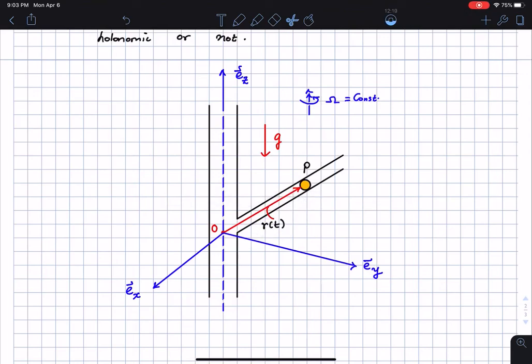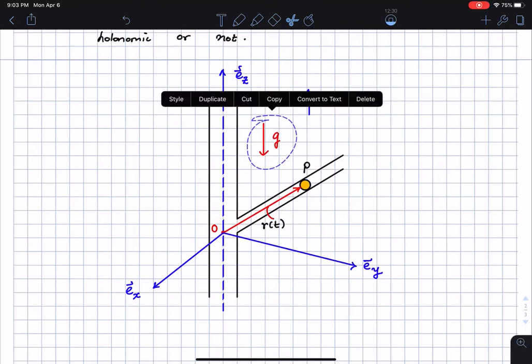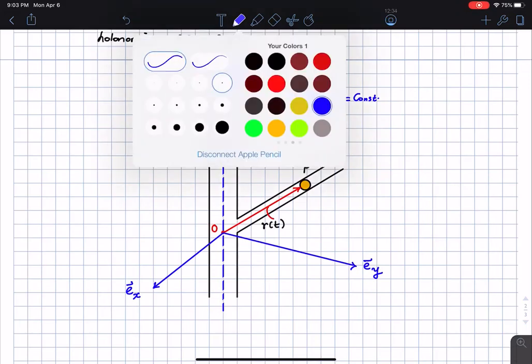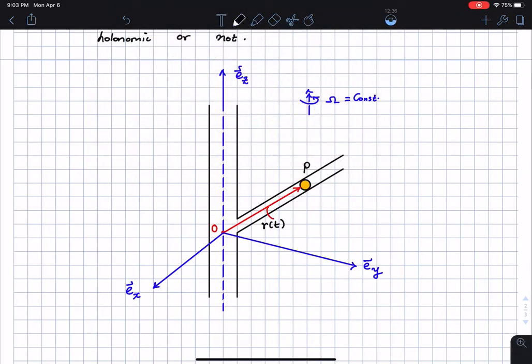So this is R of t, we know that. Let me drop a perpendicular from the point P onto the xy plane right here. Let me get rid of the gravity force. We know that gravity acts on this problem, so I'm just going to remove that. From where the particle is sitting, I'm going to project it onto the E_x E_y plane. Then I'm going to join the point O to where that intersects the xy plane.